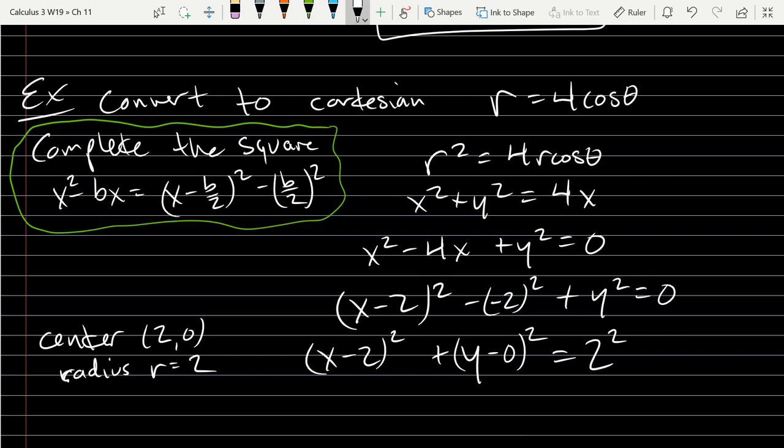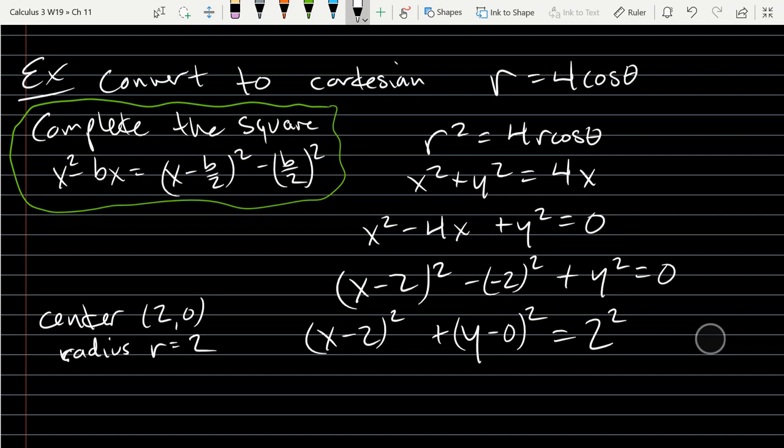The opposite of squaring a term is completing the square. If you forgot that, that can make it on your formula page. But I used complete the square, took half of negative 4, negative 2, and just used the complete the square formula.